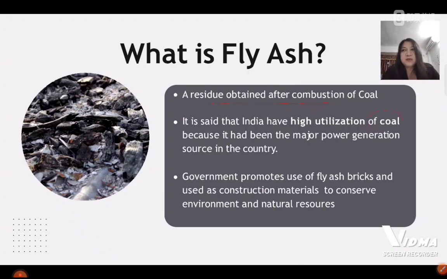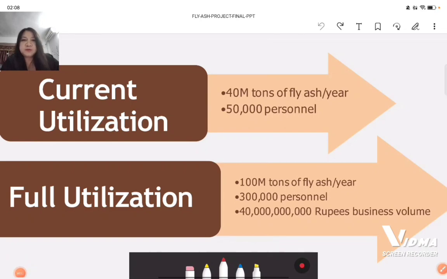Fly ash can be used in the manufacture of ceramic tiles, bricks, building materials, cement, and others. Thus, the government promotes the use of fly ash bricks for 2 reasons. 1, when used as a construction material, it eliminates the waste and reduces the need for huge landfills. 2, when used as a clay brick substitute, it helps preserve the fertility of the soil, thus conserving the environment and natural resources. At present, thermal plants produce 100 million tons of fly ash per year.